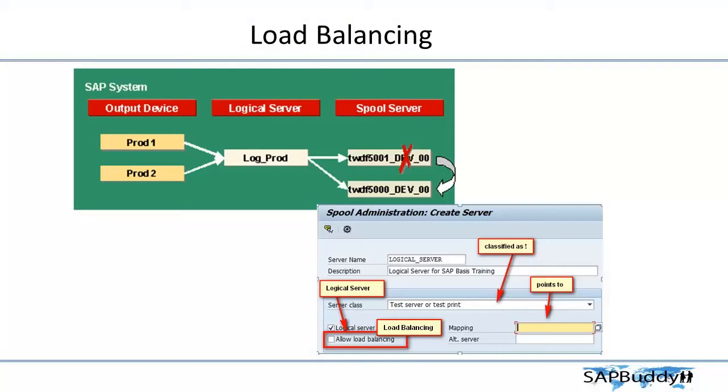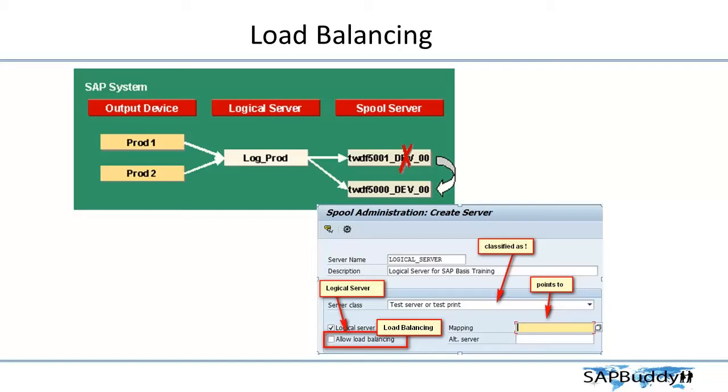In load balancing, we can allow every spool server to have an alternate server, that is what we have seen. Similarly, we can also allow every spool server to have load balancing. Load balancing is quite simple. Here you can use the alternate servers which we have defined as a load balancing server, as we have seen before. This alternate server also can be a group.